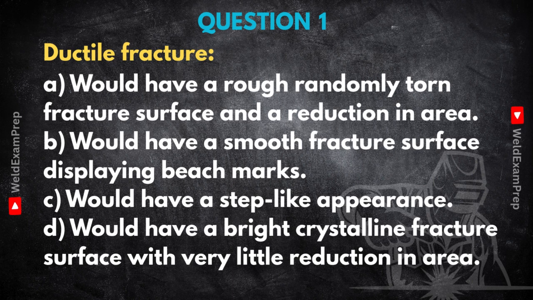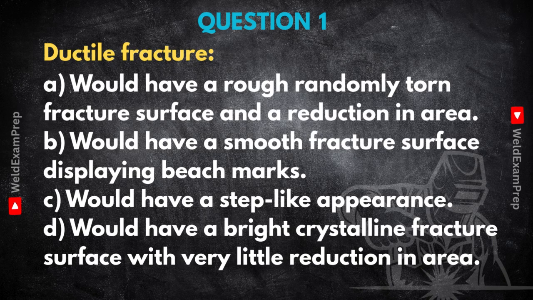Question 1 is: ductile fracture, A, would have a rough, randomly torn fracture surface and a reduction in area. B, would have a smooth fracture surface displaying beach marks. C, would have a step-like appearance. D, would have a bright crystalline fracture surface with very little reduction in area. So looking at those options, what are we actually looking for with a ductile failure?